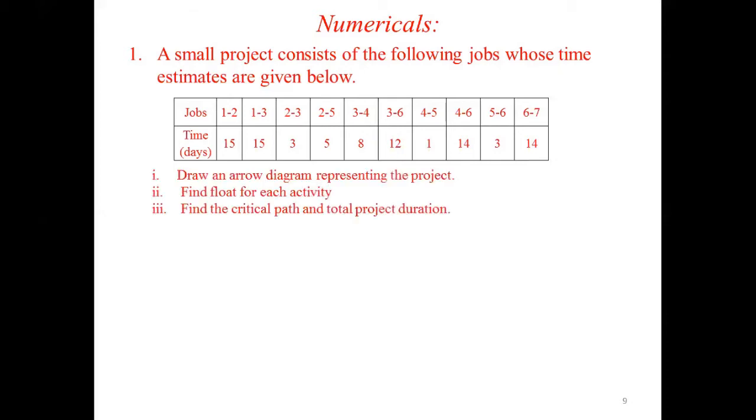We need to draw an arrow diagram representing the project. You need to find the float for each activity. You need to find the critical path and total project duration. Let us go for the solution. Arrow diagram, or we call it a network diagram.